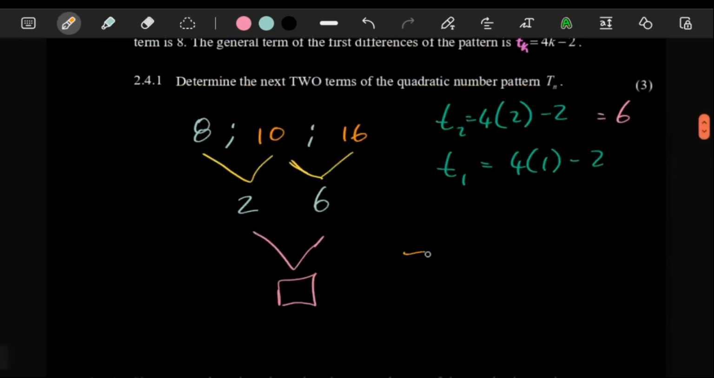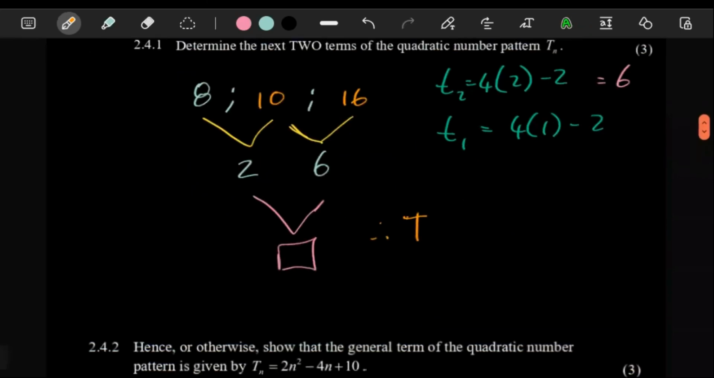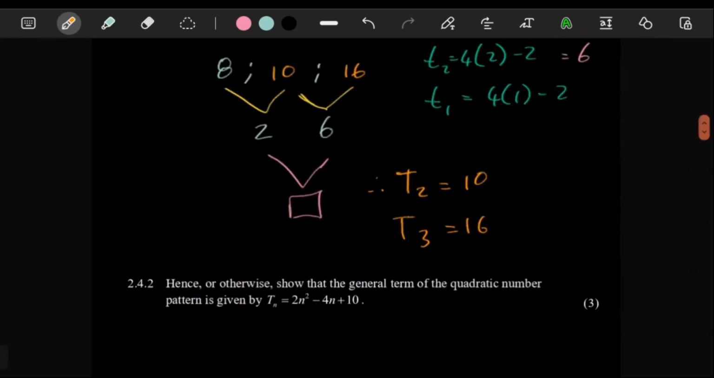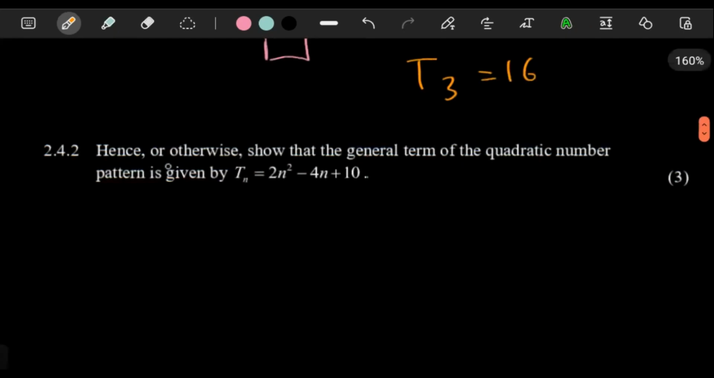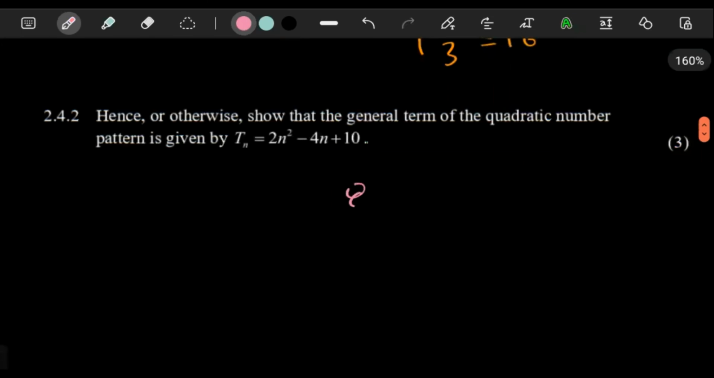So here what we can now say is, therefore, in our main sequence, T2 is 10, T3 is 16. That's why this is just a 3-mark question, because they know that this formula is what's supposed to help us generate these values. For 2.4.2, it says, hence or otherwise, show that the general term of the quadratic number pattern can be given by this. So this is not a difficult question, because we have the sequence already.